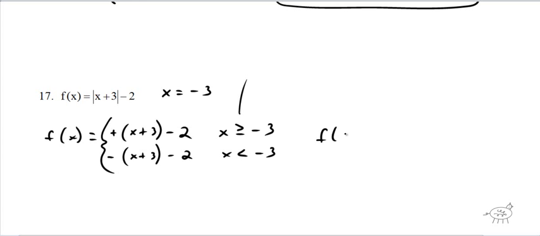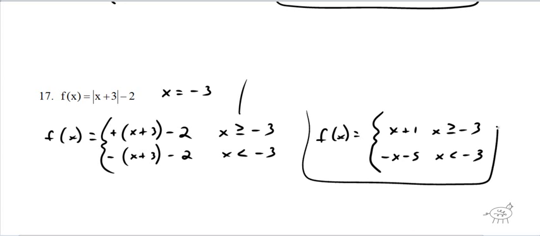Okay, so my last step is to distribute. So if I distribute that, I get x plus 3 minus 2, or x plus 1, when x is greater than or equal to negative 3, and I distribute that negative, so I get the negative in front of the x and the 3, so I get negative x minus 5 when x is less than negative 3. There we go. That's your piecewise function.